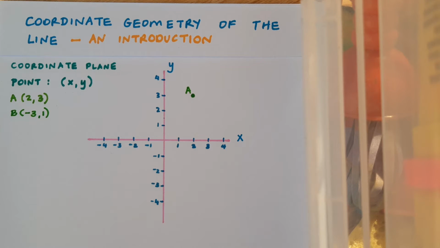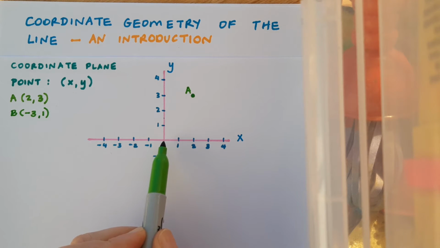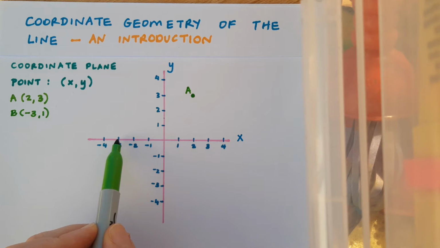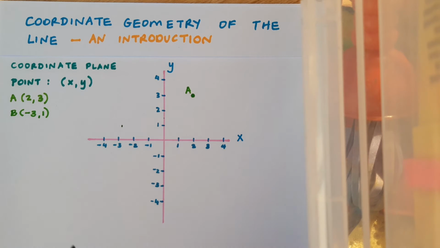So let's do this again. This time I've got the point B and it's -3, 1. So again, I'll start at the center point here at 0. And I'm going to go on the x-axis first of all as far as -3, and then the y piece of information for B is 1, so I'll go up 1 place. And again, I'll write the name of the point next to it for clarity.